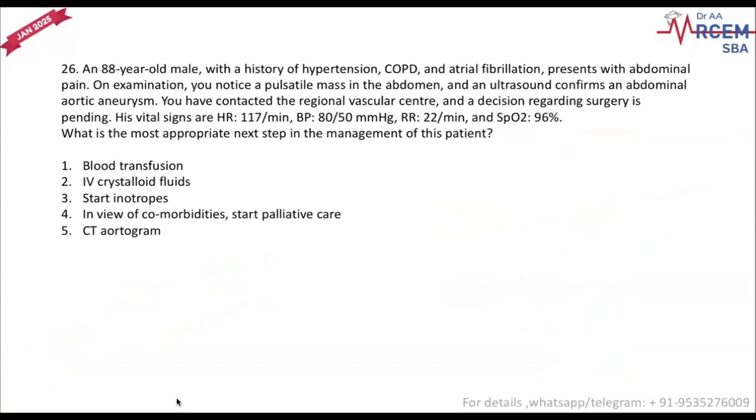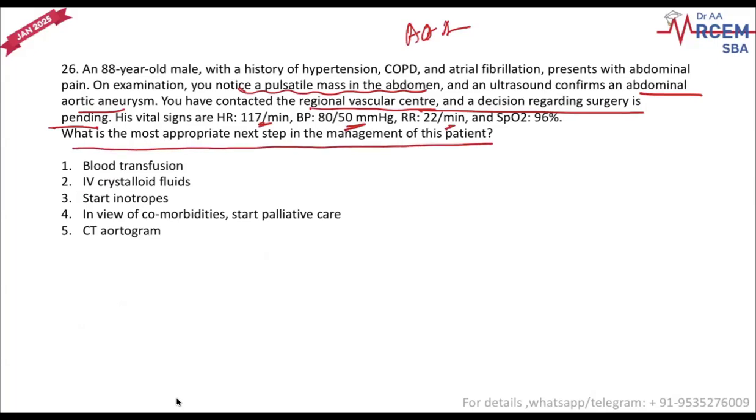An 88 year old patient with hypertension, COPD and AF presents with abdominal pain. On examination, you notice a pulsatile mass in the abdomen. You suspect AAA, confirmed as AAA on an ultrasound scan. You contact the regional officers, and the decision regarding the surgery is pending. Some amount of tachycardia, hypotension, tachypnea is present. What is the most appropriate next step in the management of this patient?